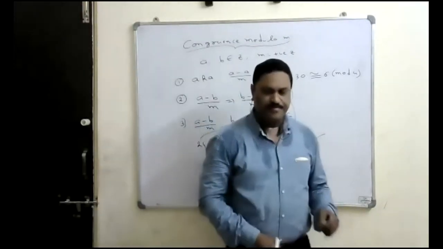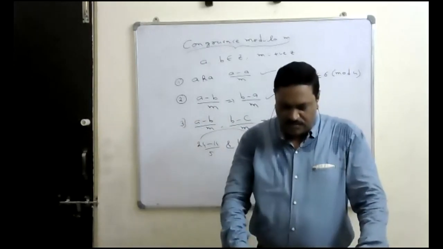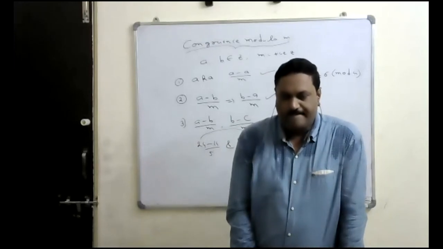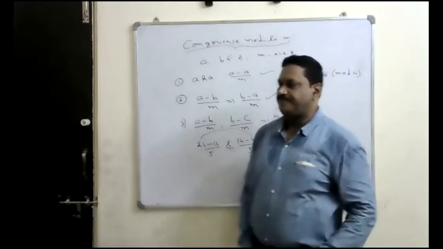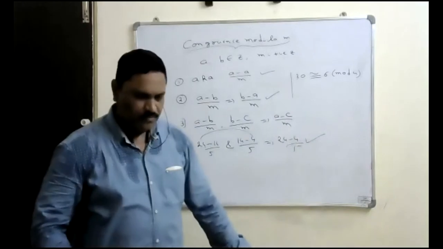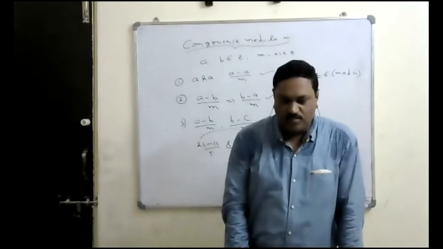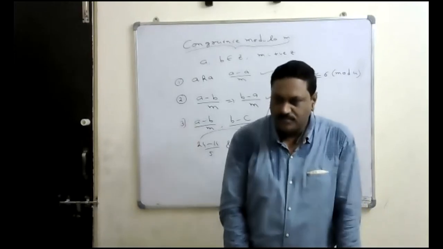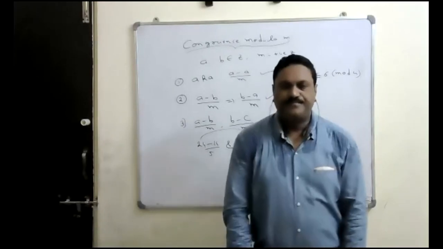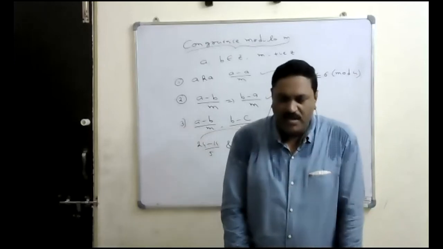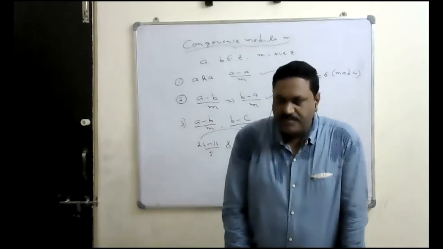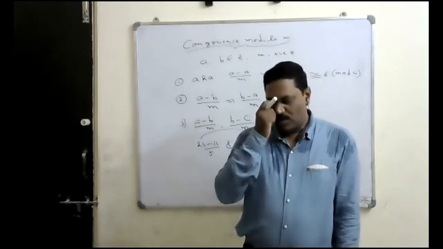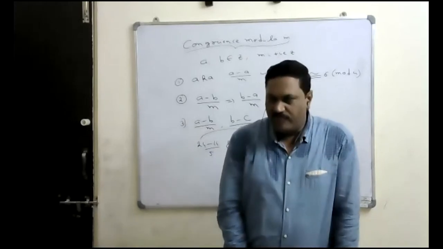Congruence modulo m. Keep the subheading. In that, write on this. If small a, comma, b are any two integers and small m is any positive integer, then small a is said to be congruent to b of modulo m.